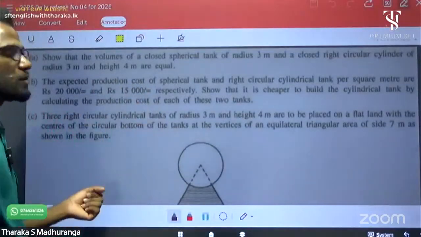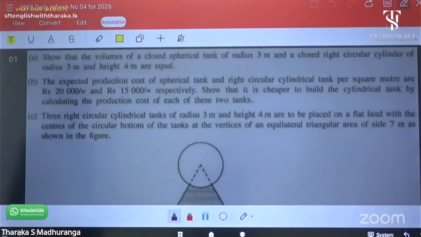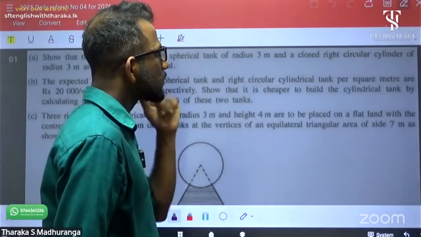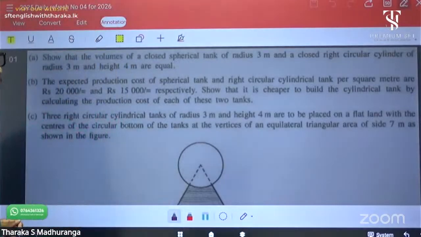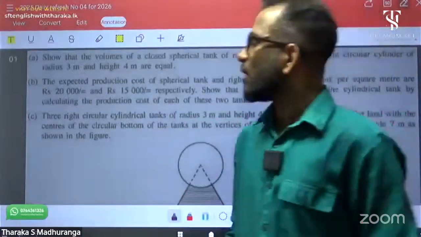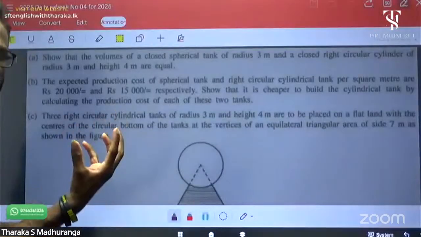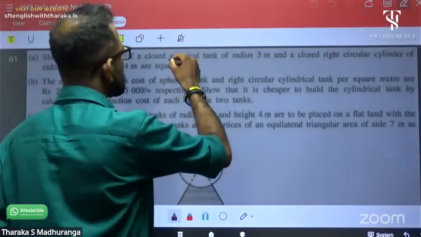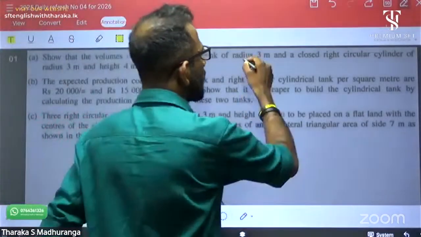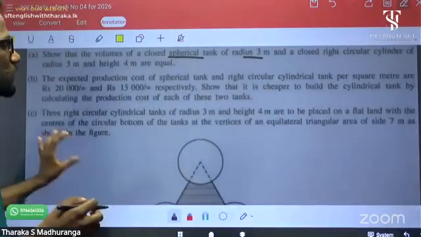Okay. First one. Show that the volume of a closed spherical tank of radius 3 meter and a closed right circular cylinder of radius 3 meter and height 4 meter are equal. It's a good question. Spherical means sphere-shaped tank, of radius 3 meter, and a closed right cylinder. Okay, how can we show this?